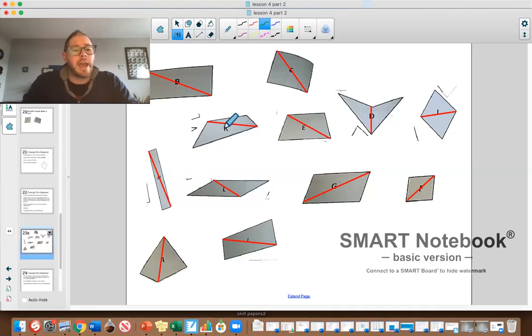Let's look at letter K. 1, 2, 3 sides, 1, 2, 3 sides. Let's look at letter A. 1, 2, 3 sides, 1, 2, 3 sides. It seems like we broke all these shapes into polygons that have 3 sides. What do we call a shape that has 3 sides? A triangle! Well done, brain. We call a shape with 3 sides a triangle.